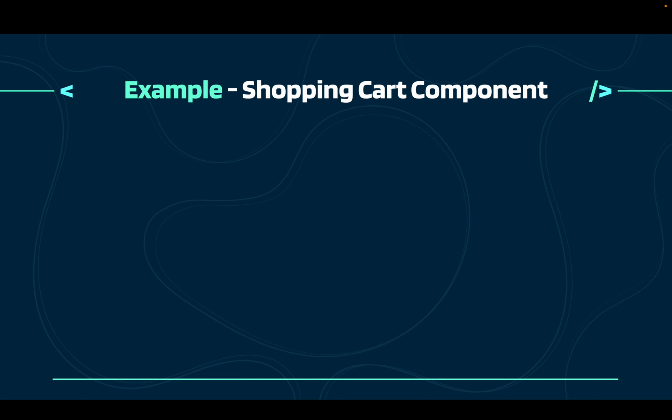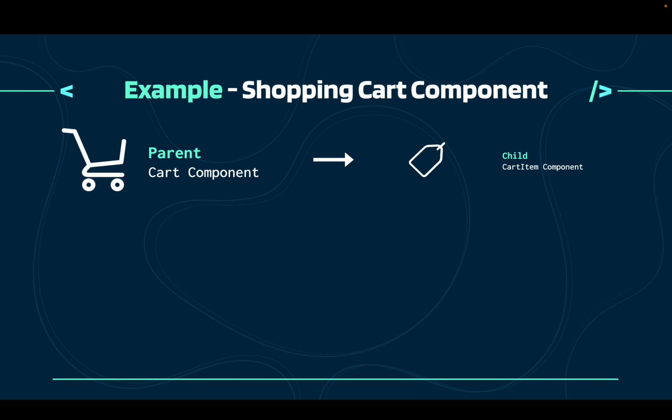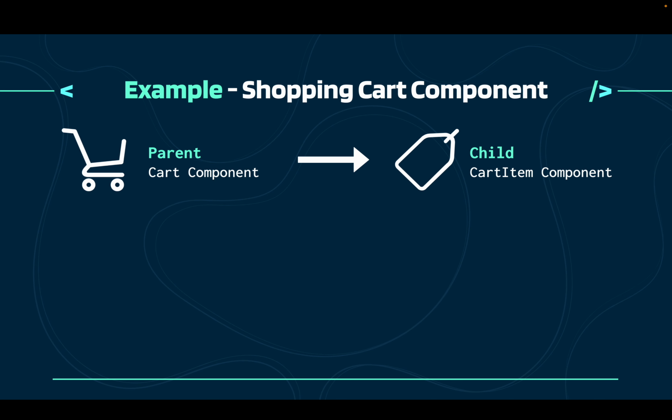Let's look at a common example of props and state in a web application, a shopping cart. In a component-based structure, the cart component, which is the parent, stores an array of items as its state. Each item could be passed as a prop to a cart item component, or the child component, which displays the product name, the quantity, and price.